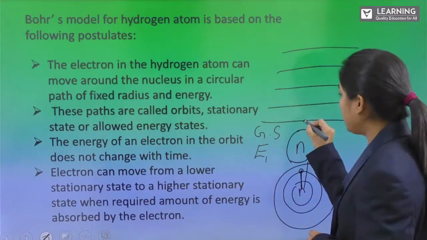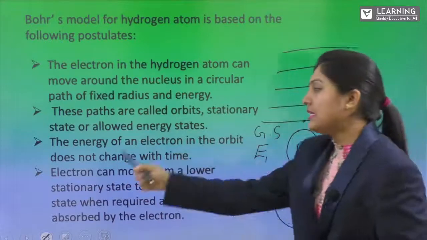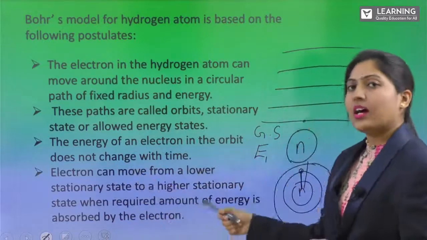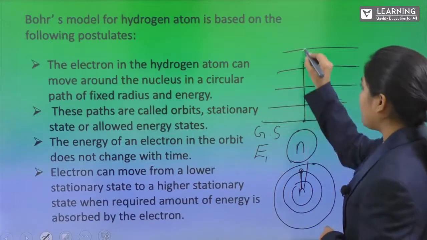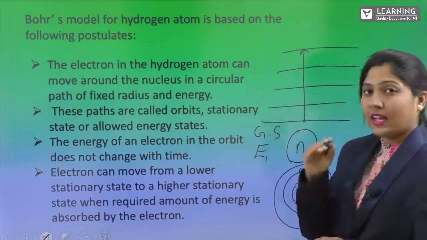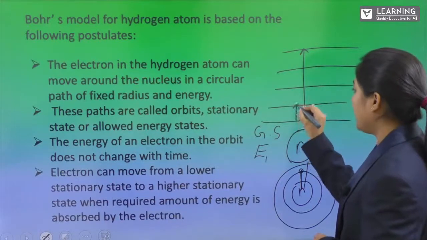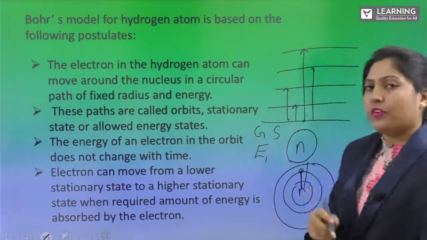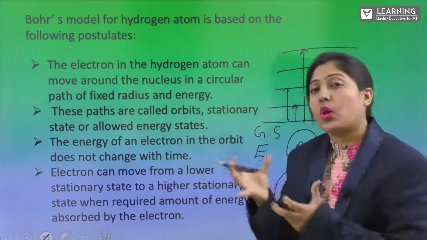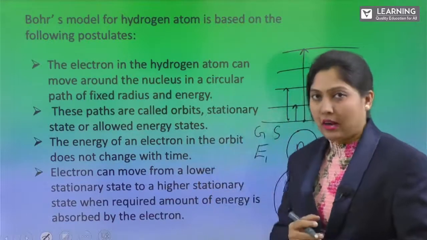From that, as we are seeing here, an electron can move from a lower stationary state to a higher stationary state. That means the electron can jump from the first energy level to a higher energy level. It might be the second one or third one or fourth one or fifth one. It depends on what energy it is absorbing or what it is emitting out.